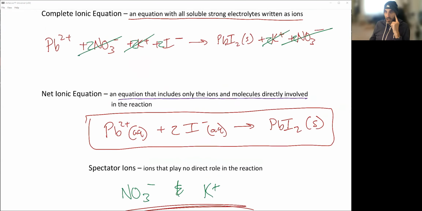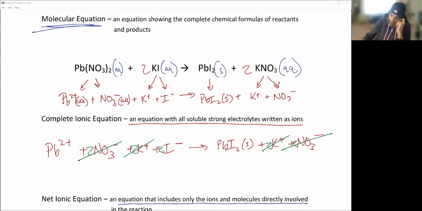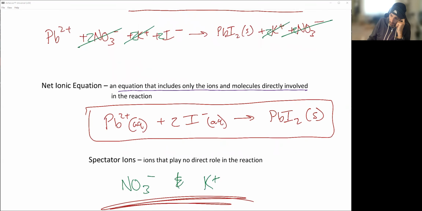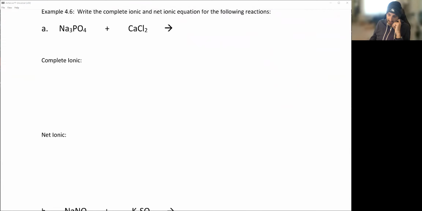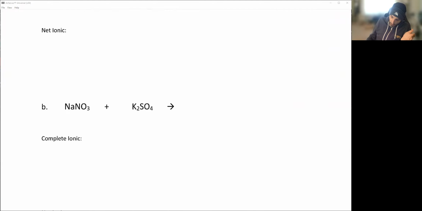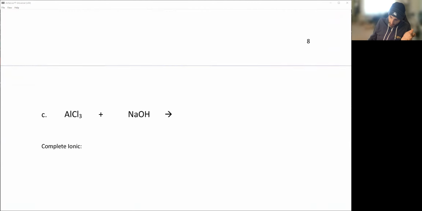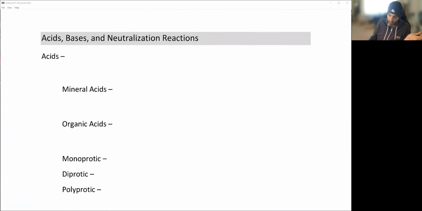So these are precipitation reactions because you always end up with a precipitate at the end. You always end up with a product that is a solid, okay? Good. So do these examples. I want the complete ionic, and most importantly, I want the net ionic and the molecular. So give me the molecular, the complete, and the net ionic for these. Okay, same here, same here, same here. These are important to practice, so we practice a bunch of them.